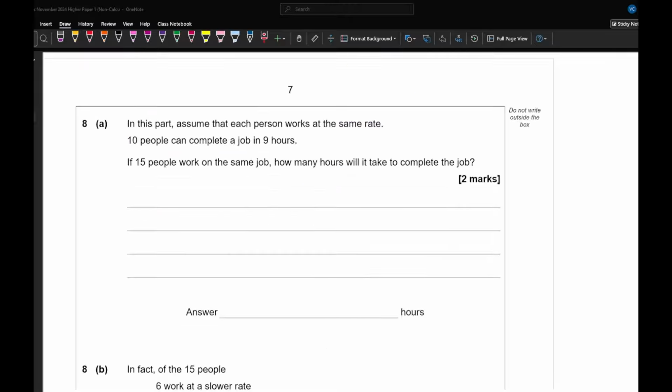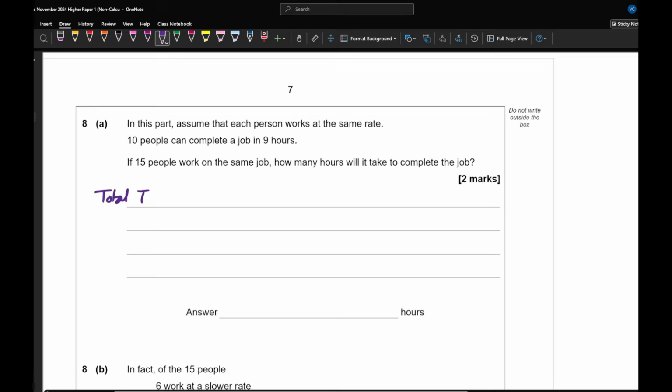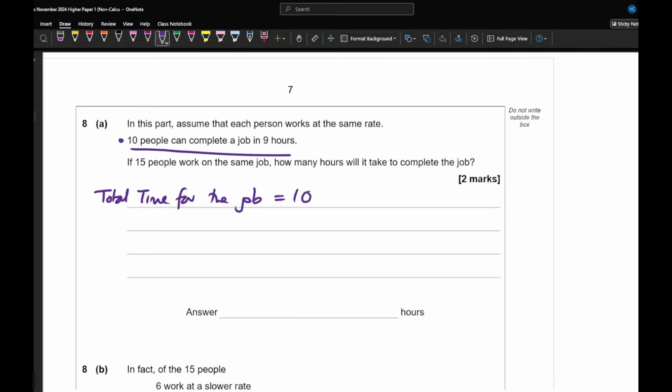And there we go. So moving on to question 8a, it says in this part assume each person works at the same rate. 10 people can complete a job in 9 hours. If 15 people work at the same job, how many hours will it take to complete the job? Now for this question, what we need to do is work out the total time for the job. So in other words, if one person had to do this job, how long would it take? And to do that, we use the first bit of information that's given, and that's going to be 10 lots of 9 hours, which gives us an answer of 90 hours. So this is a 90-hour job, and we want to know how long it will take 15 people to complete. So for this, we just need to do 90 divided by 15, and that gives me an answer of 6 hours.